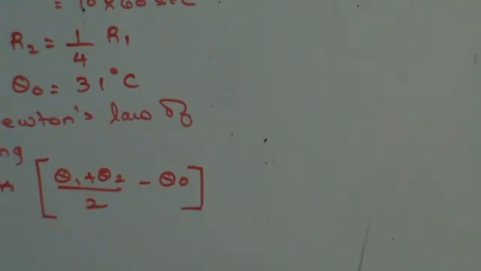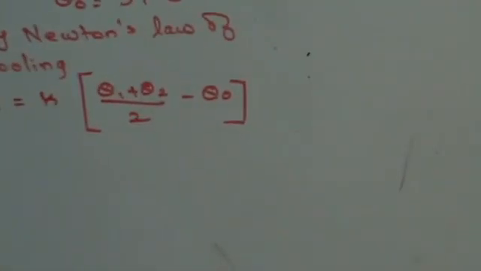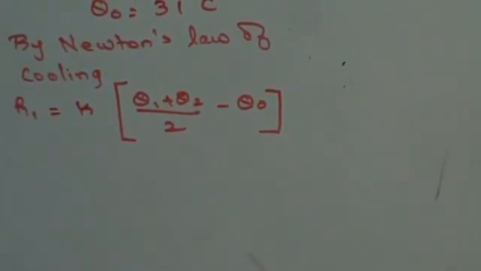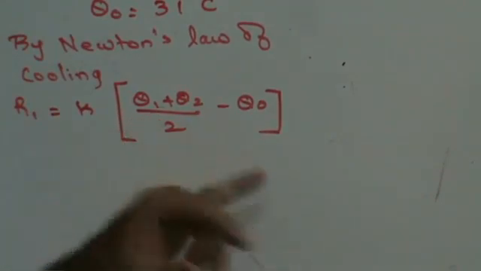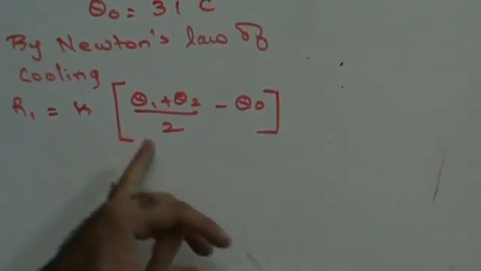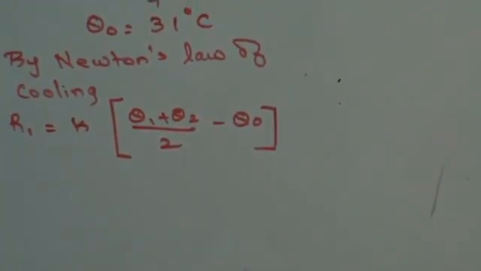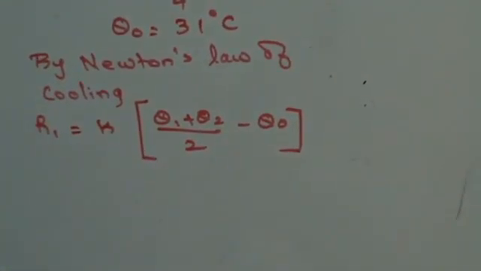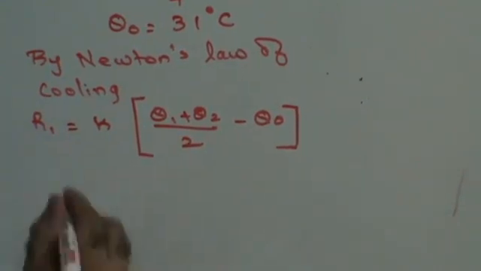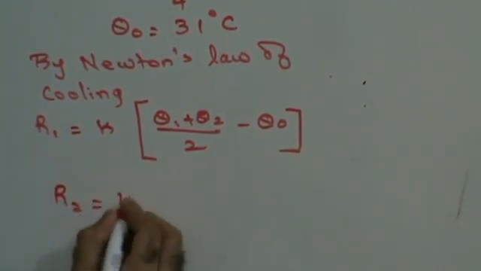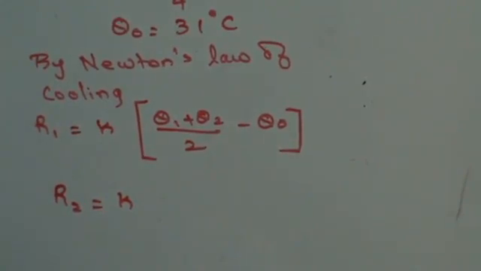Why did I do this? Because it is not cooling to the surrounding temperature, but it is cooling to a different temperature. Had it been cooling to the surrounding temperature, then I would have said theta 1 minus theta 0. But it is cooling to a temperature of 55 degrees Celsius. Right? Now, I can also say that R2 is, what did I ask you to find out?